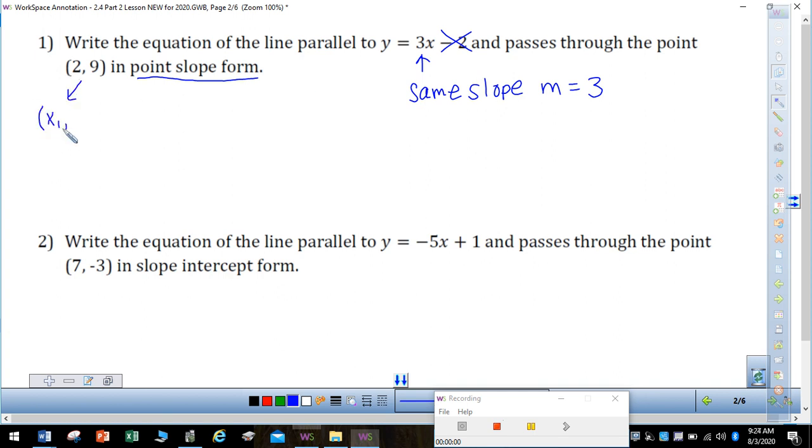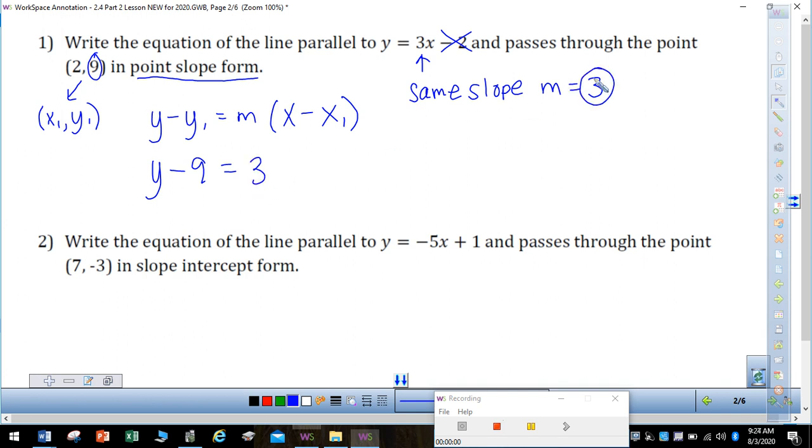So we can call that (x1, y1), because our final answer is going to be in point slope form. So remember, point slope form from the previous lesson is y minus y1 equals m times the quantity x minus x1. We'll want to have that formula memorized. So our final answer is y minus 9, the 9 came from the point over here, equals 3, that's our slope, times the quantity x minus 2, and the 2 also came from that point that it was passing through.